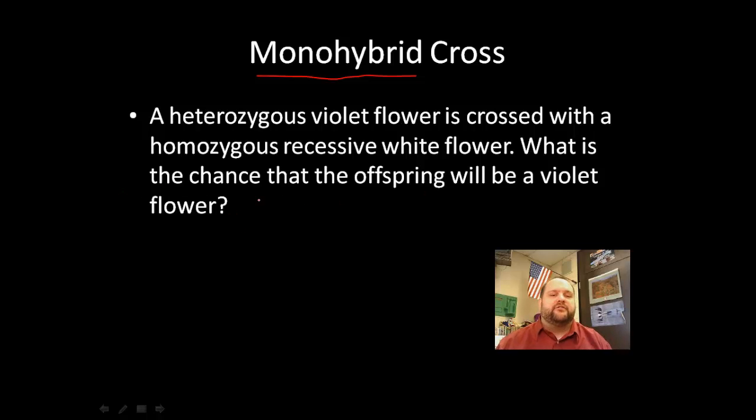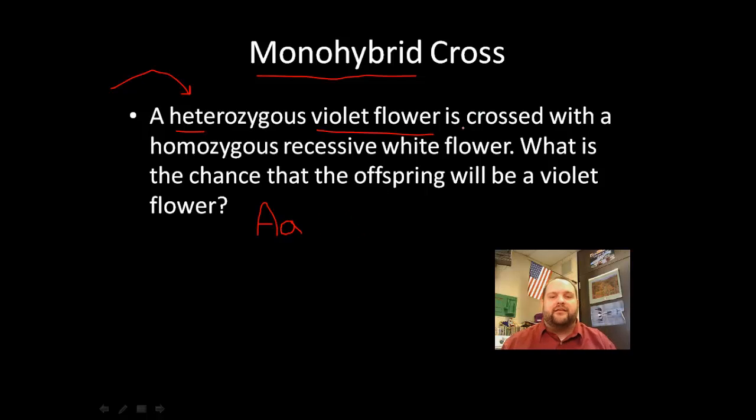Where I want you to start here is the parents. We need to figure out the parents first. And I'm giving us some weird terms to describe them. A heterozygous violet flower. So we need to figure out what that parent looks like for the flower color gene. Well, I tell you that that parent is heterozygous. So we know that one parent is big A, little a. And I'll use A's here.